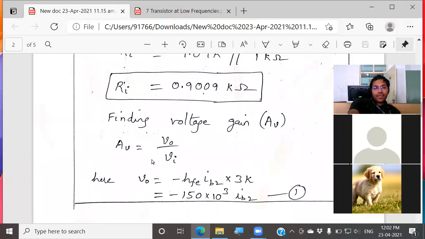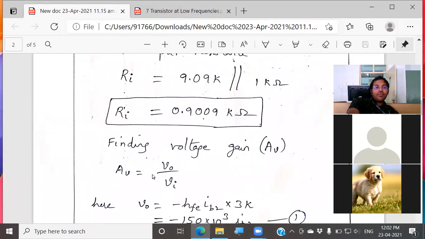So V0 by Vi, right? Now we have to identify what V0 is and what Vi is. What is common? Try to get something common, a common current. If I get V0 in terms of Ib1 and Vi also in terms of Ib1, Ib1 will cancel and we will get the answer. That will be AV. Simple, you need not remember.